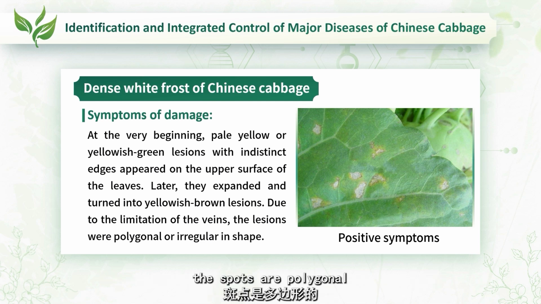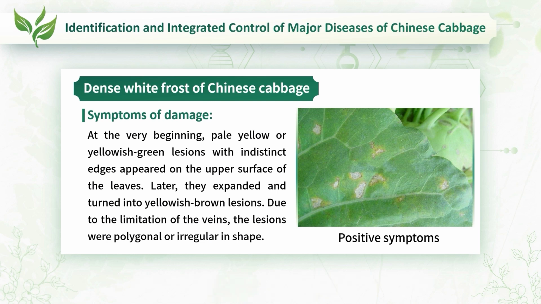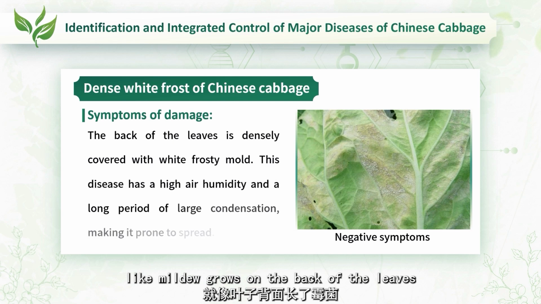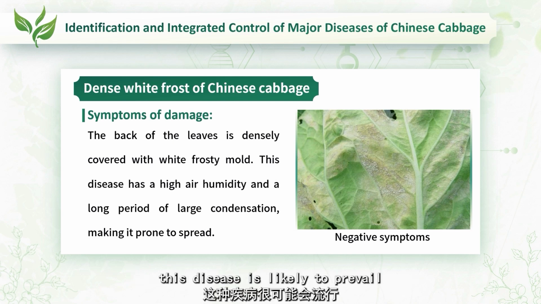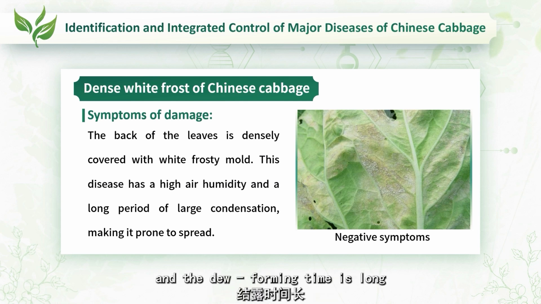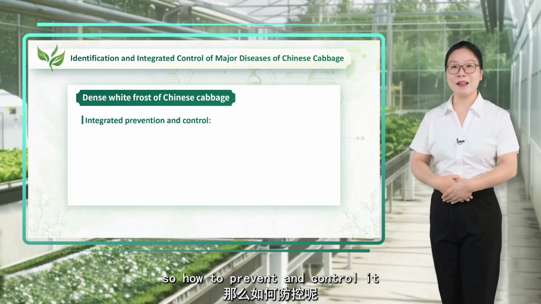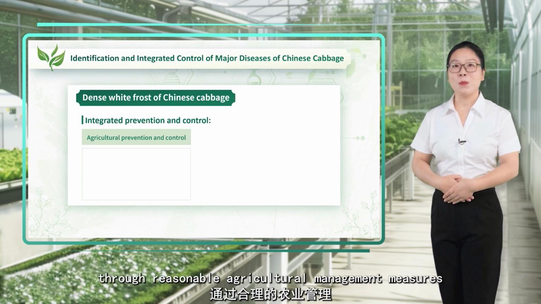The spots are polygonal or irregular due to the limitation of leaf veins. Dense white frost, like mildew, grows on the back of the leaves. This disease is likely to prevail when the air humidity is high and the dew-forming time is long. So, how to prevent and control it? It can be prevented and controlled through reasonable agricultural management measures.